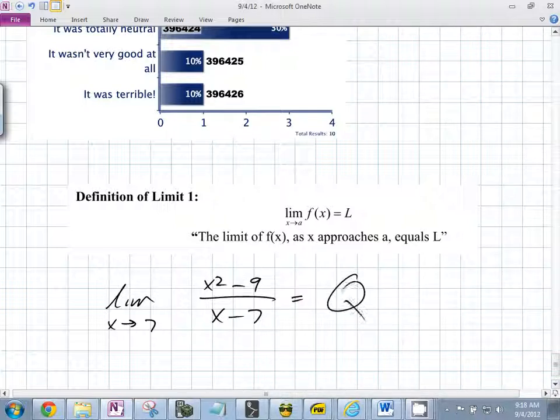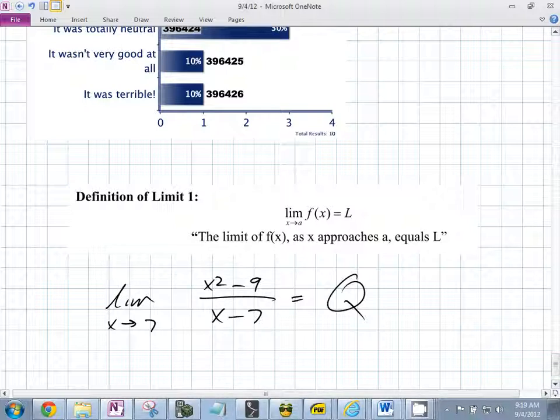The limit of x squared minus 9 over x minus 7 as x approaches 7 equals q. That's how you would say that out loud. Just make sure you say it in the right order. Some people might not.